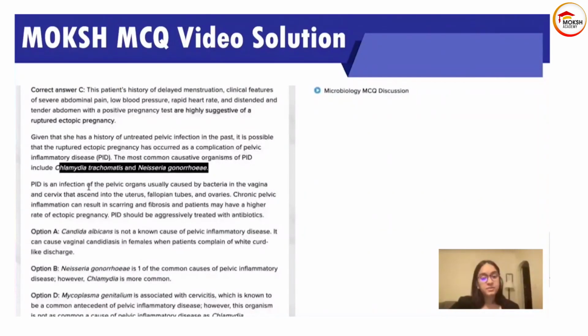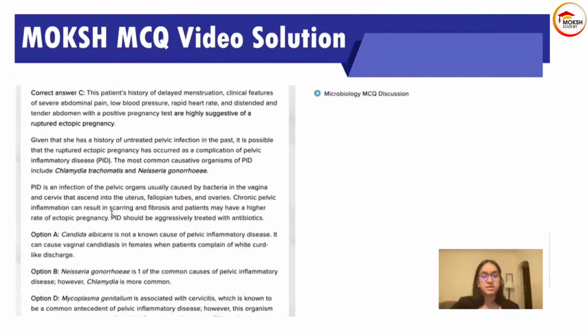It is an infection of the pelvic organs caused by bacteria in the vagina and cervix that ascend into the uterus, fallopian tubes, and ovaries. And chronic inflammation can result in scarring and fibrosis. And because of this, patients have a higher rate of ectopic. And that's what was happening in our patient. She had a past infection which was untreated. She developed chronic PID. She developed scarring, fibrosis, which led to an ectopic pregnancy, which has now ruptured.